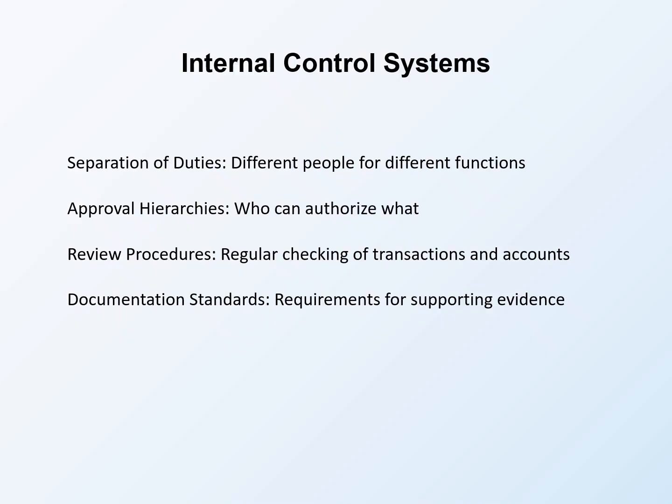Approval hierarchies define who can authorize what. Establish dollar thresholds for different approval levels. Small purchases might require supervisor approval. Larger purchases might require director approval. Clear hierarchies prevent unauthorized expenditures.